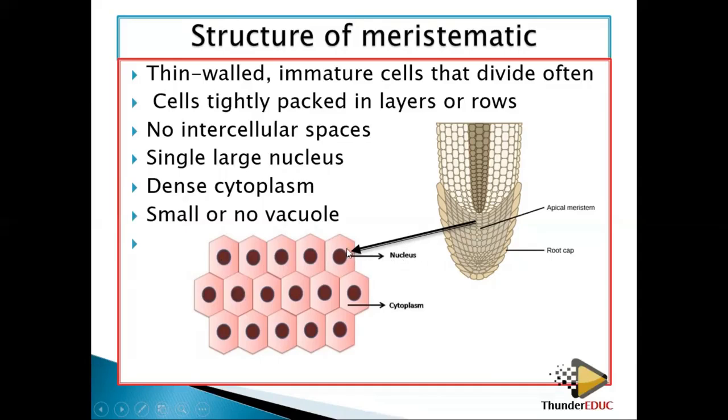Then the nucleus is very big. Why? Remember, the nucleus controls the cell's activity. So it's supposed to be big so that it can control this cell. And then the cytoplasm is very dense. So this is how the meristematic tissue looks. And then they can modify. You can modify into different structures.